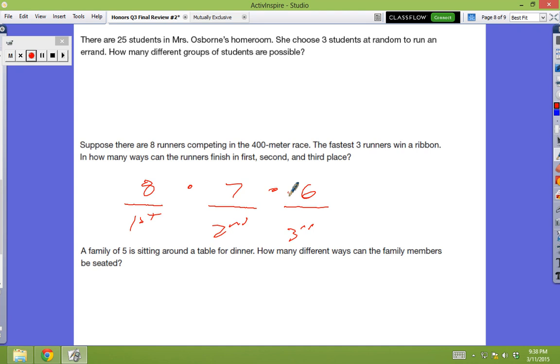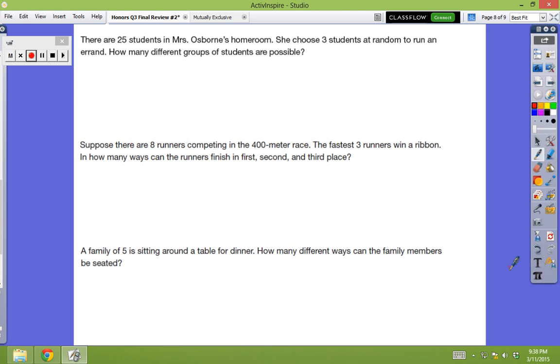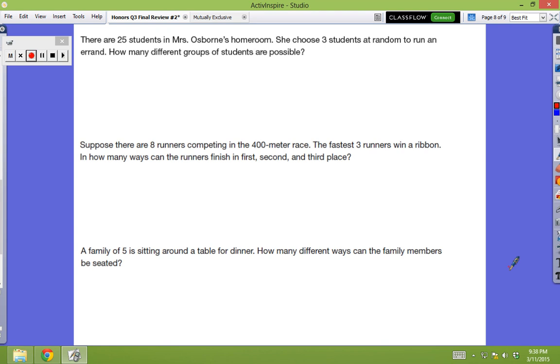8 times 7 times 6, you get 336 different ways you can arrange a first, a second, and a third place finisher from a group of 8 kids. Okay, the next one: a family of 5 is sitting around a table for dinner. How many different ways can the family members be seated?